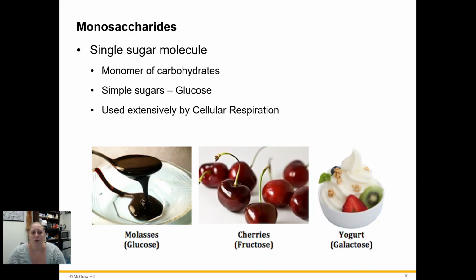Now, you might notice that the examples I have up here are glucose, fructose, and galactose. And you might be noticing that at the end of each of these words are the letters OSE. Okay? If you see OSE at the end of a word, that means that it is a sugar. It is a carbohydrate. Okay? And in this case, things like molasses, cherries, and yogurt are going to be a source of simple sugars and a source of that quick energy, which, now that I'm an adult, makes sense to me, right?